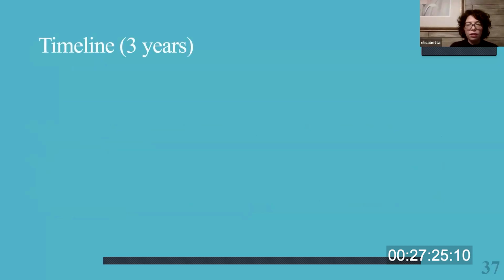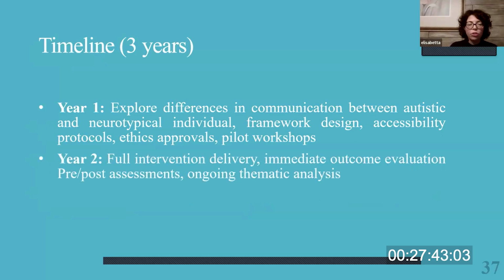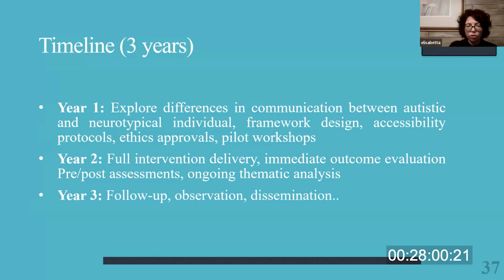This is a 3 year project. The first year is about exploring the differences in communication between autistic and neurotypical individuals, framework design, accessibility protocols, ethics approvals, and a pilot workshop. While during the second year, we will have full intervention delivery, immediate outcome evaluation, post-intervention assessment, and ongoing thematic analysis. During the third year, we will have follow-up observation and, of course, dissemination.